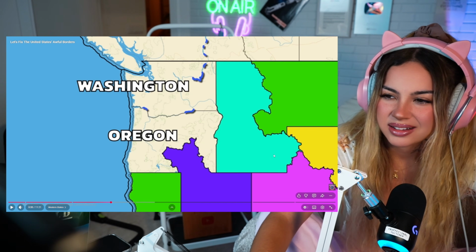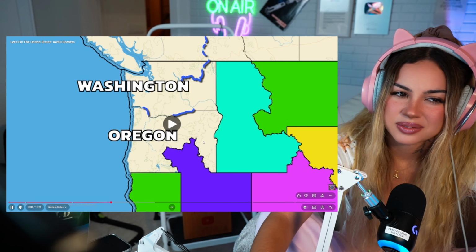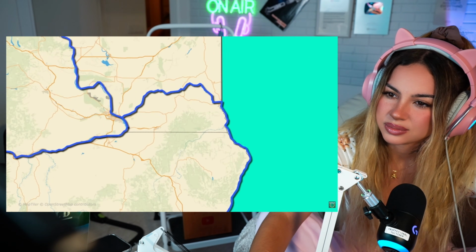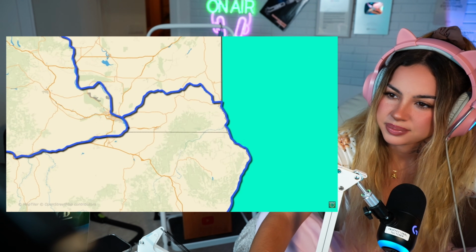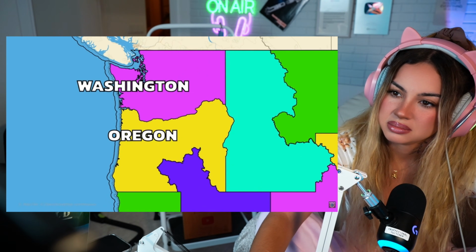But then again, there's a reason why the states are like this, so I don't know. Along the Columbia and Snake Rivers. But in the northeast of Oregon, instead of the border following the Snake River, it just cuts straight across. So we're just going to add that missing chunk back to Oregon and call it a day.